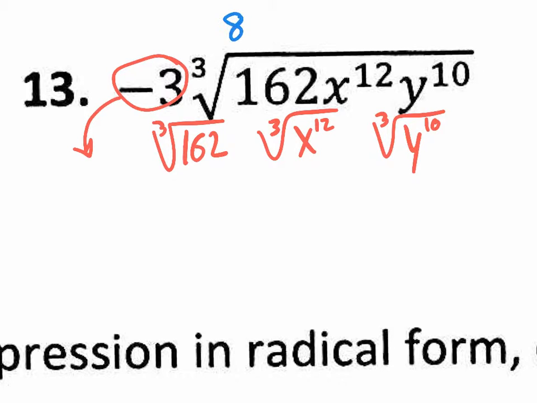2 times 2 times 2 is 8. 3 times 3 times 3 is 27. 4 times 4 times 4 is 64. 5 times 5 times 5 is 125, and that's already too big. So since I'm doing the third root of 162, I want a perfect cube number in there. So it's going to be one of these 3 numbers.